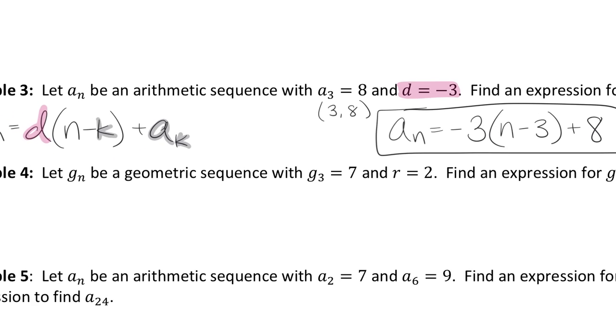Again, I substituted k and a sub k and the common difference into the formula, right where they belong. K is an input, a sub k is an output.